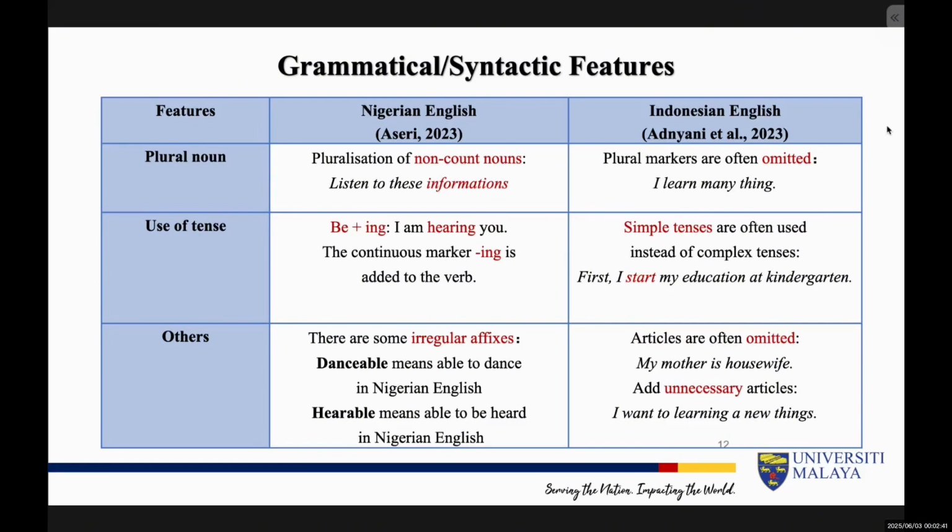And other features like irregular affixes. In Nigerian English, the affix "able" will be connected with the verb "dance" here. And in Indonesian English, they often omit articles, and there are unnecessary articles. There are two examples. My mother is housewife. I want to learn new things.